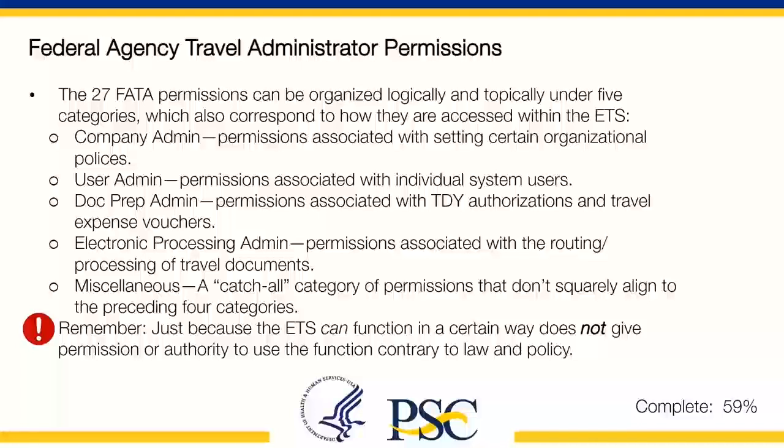Company admin: permissions associated with setting certain organizational policies. User admin: permissions associated with individual system users. Doc prep admin: permissions associated with TDY authorizations and travel expense vouchers. Electronic processing admin: permissions associated with the routing and processing of travel documents. Miscellaneous: a catch-all category of permissions that don't squarely align to the preceding 4 categories.